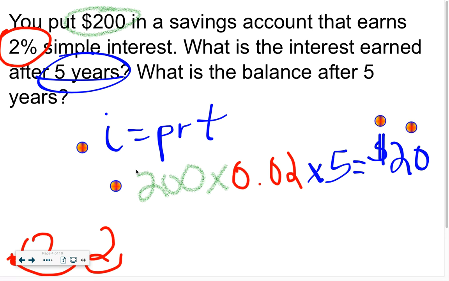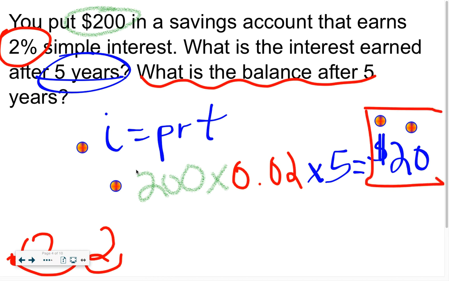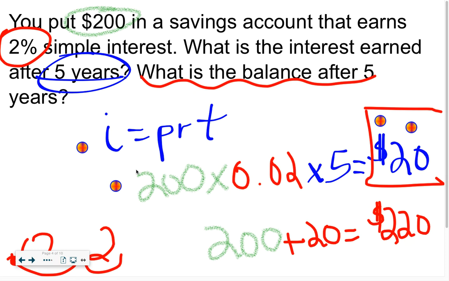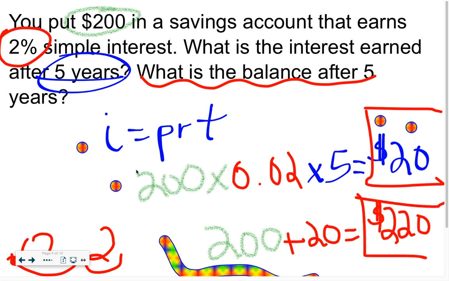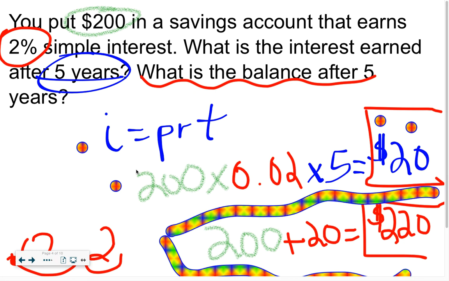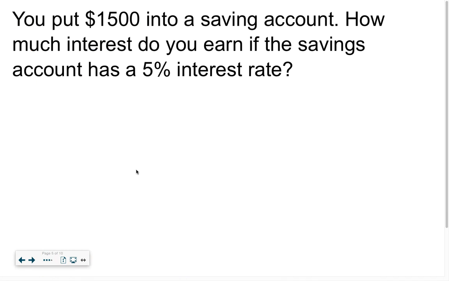But then they tied this part in here, and they said, what is the balance after 5 years? So normally we just stop here and say the interest is $20. But if they ask, what is the balance after 5 years? Well, you started with $200, and then you earned $20 interest, free money, which means in 5 years, you will now have $220. If they ask for the balance, then there's just this little extra step you do. Otherwise, for your homework, we're just going to find simple interest.